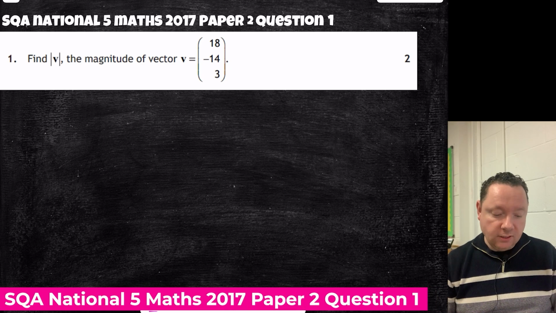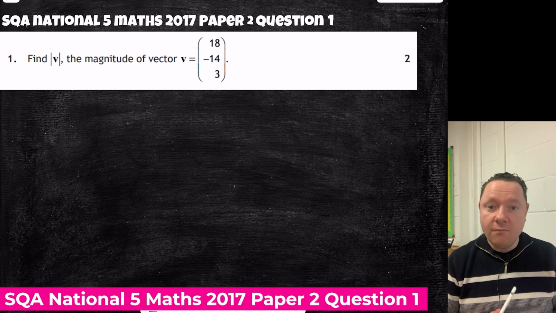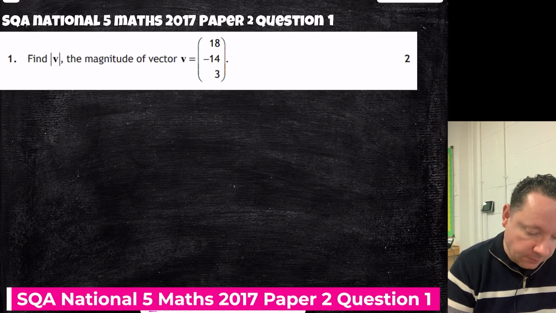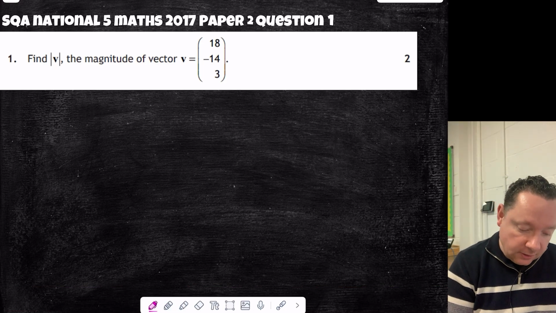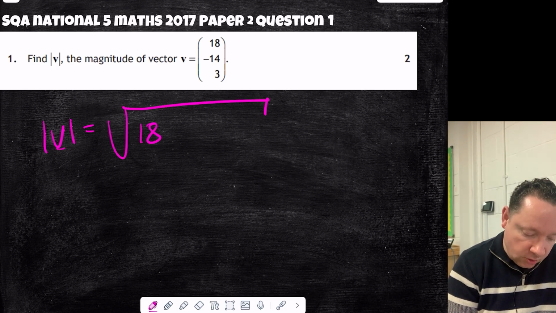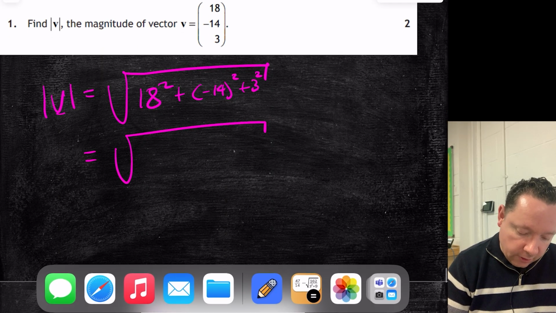SQA National Fine Maths 2017 Paper 2 Question 1. Vectors. Find the size of V, the magnitude of a vector V. So magnitude, remember, is Pythagoras. So the size of V is equal to the square root of 18 squared plus minus 14 squared plus 3 squared.